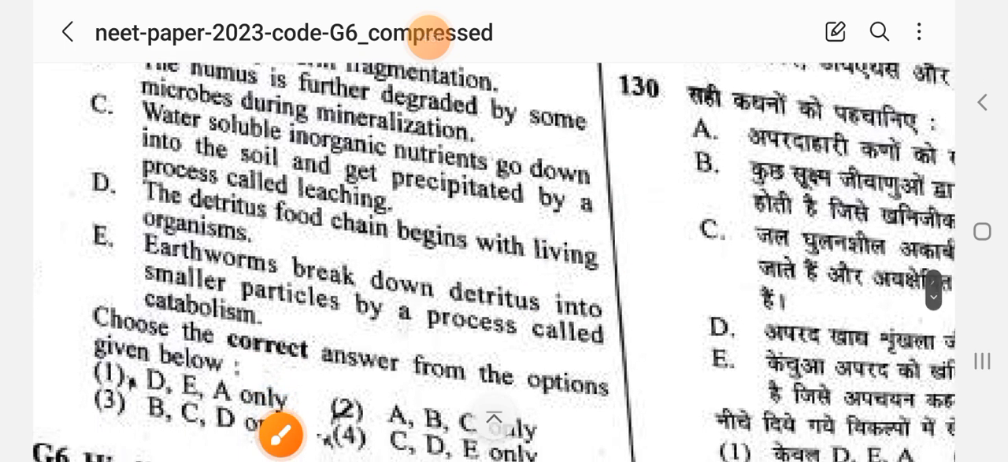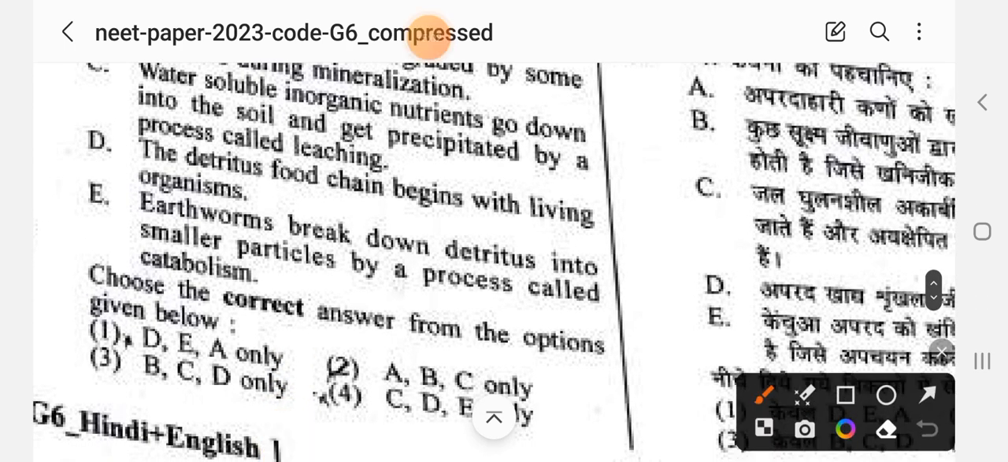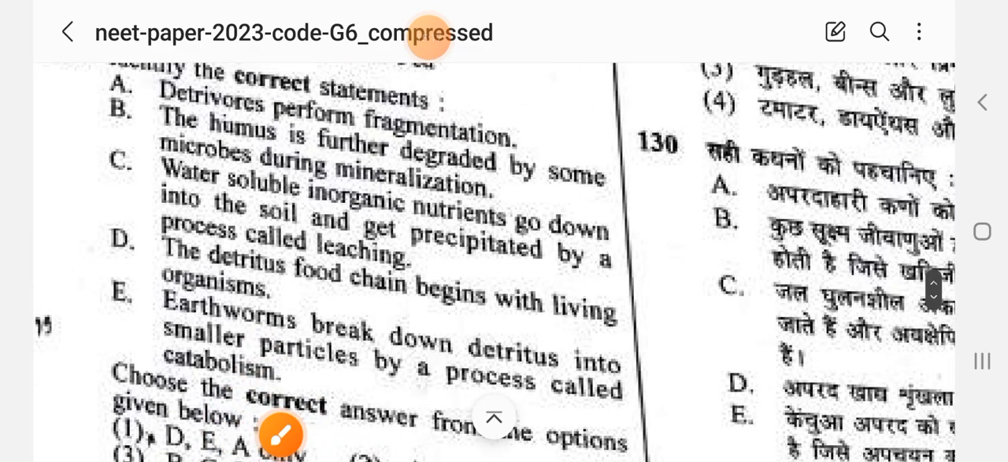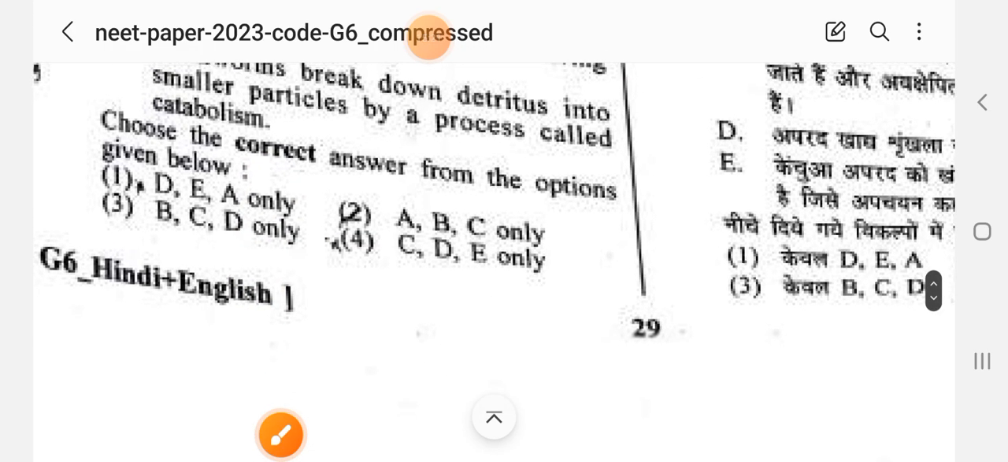The detritus food chain begins from living, ये गलत है, it is not correct. So earthworm breaks down detritus into small particles by a process called catabolism. No, it is not like that. So the answer would be first one is correct, second is correct, third is correct. So the answer is ABC.